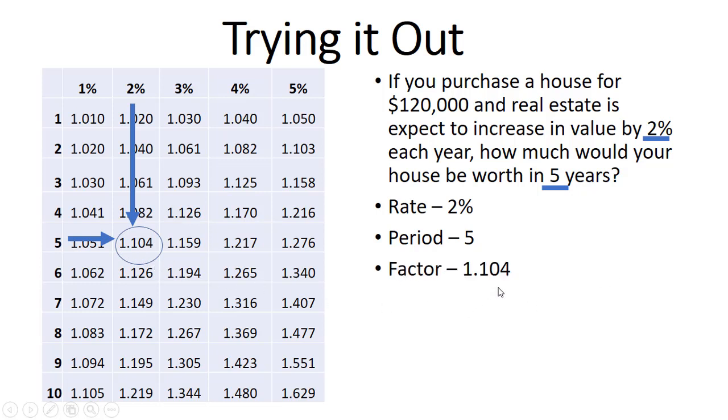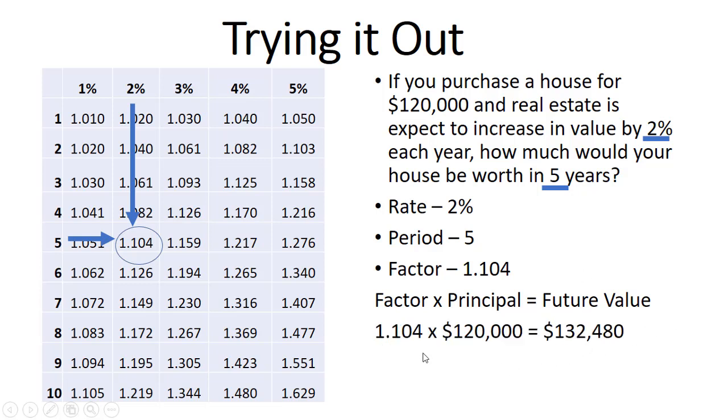So that factor of 1.104, we're going to multiply that factor times the principal, which was 120,000, and that's going to give us our future value. So 1.104 times 120,000 gives us $132,480. So that's how much our house is going to be worth if prices continue to rise at 2% each year for the next 5 years.